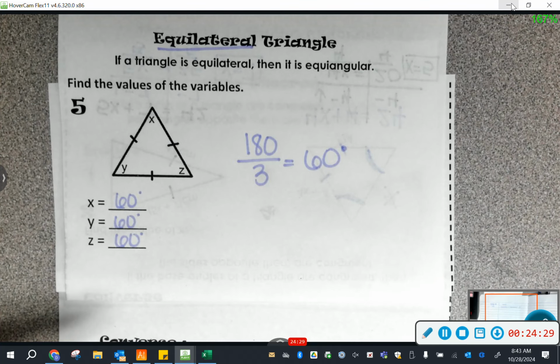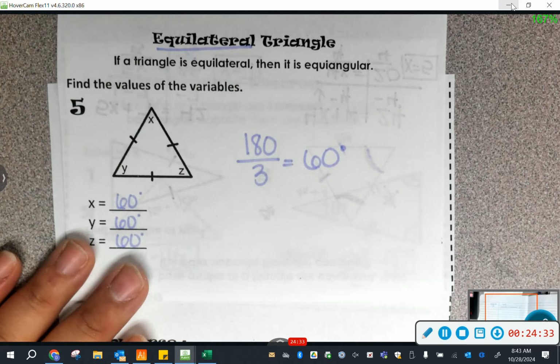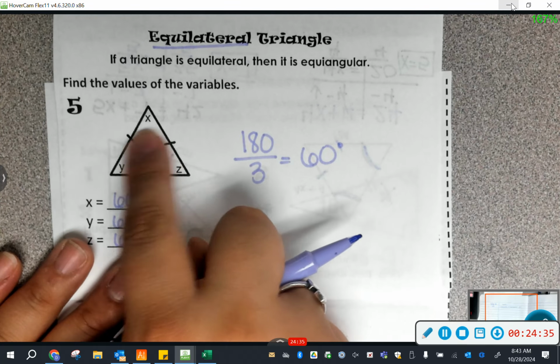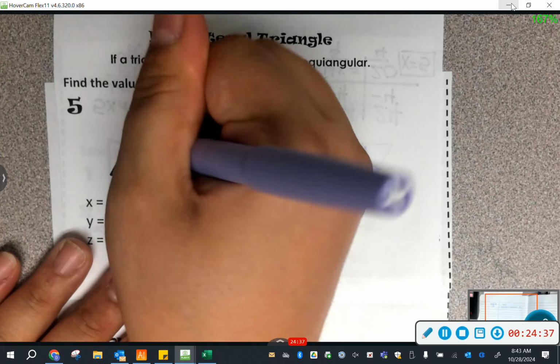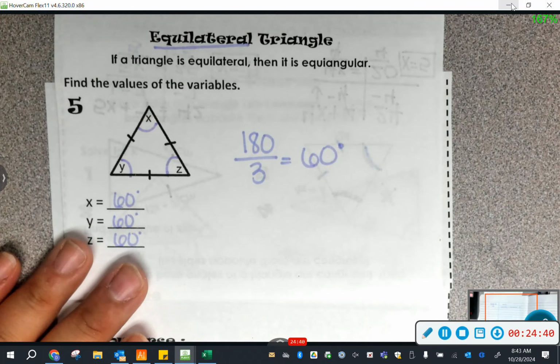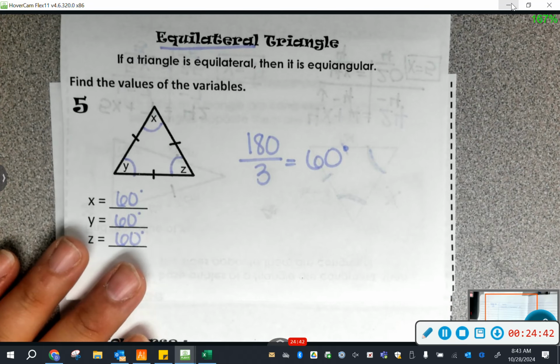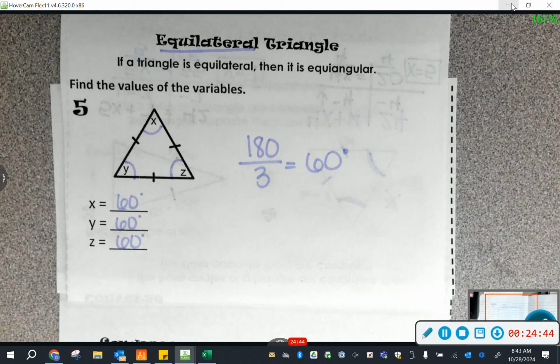Also, the equilateral triangle theorem says that if all the sides are the same, then all the angles are the same. So please draw arches there. That also lets you know that they're all 60. Heads up, write it down.